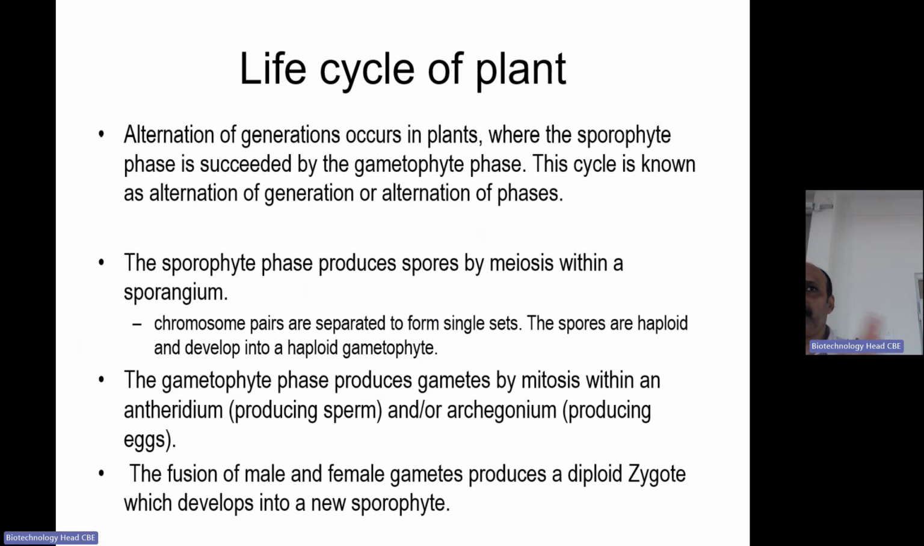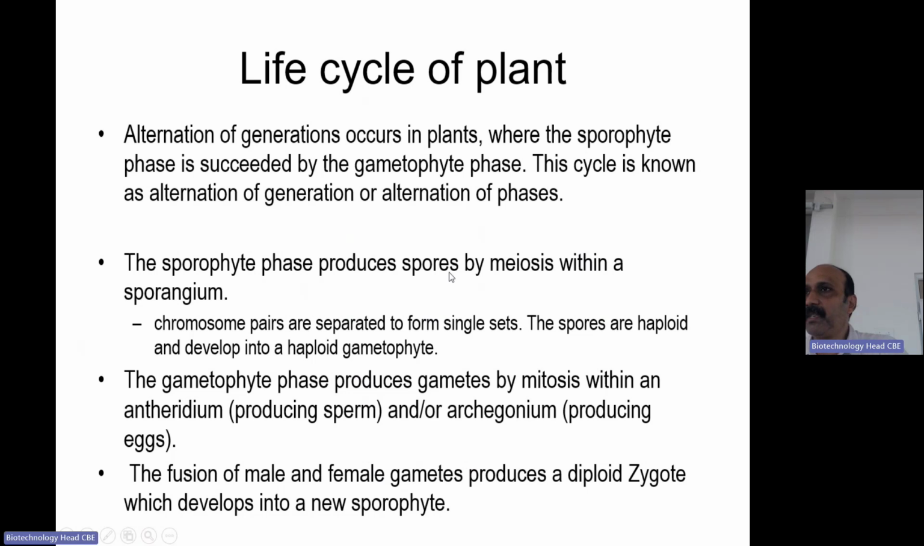In 10th and 12th standard, you might have already gone through this: there will be alternation of cycles. There will be a diploid phase and a haploid phase in plants, the sporophytic phase and the gametophytic phase. So there's alternation of generation in plants where you have the sporophyte, which is succeeded by the gametophytic phase, where it produces the gametes, the ovule or the pollens.